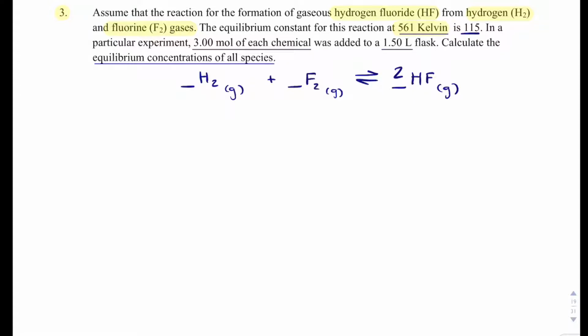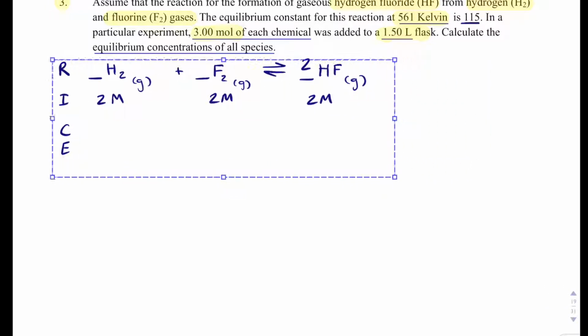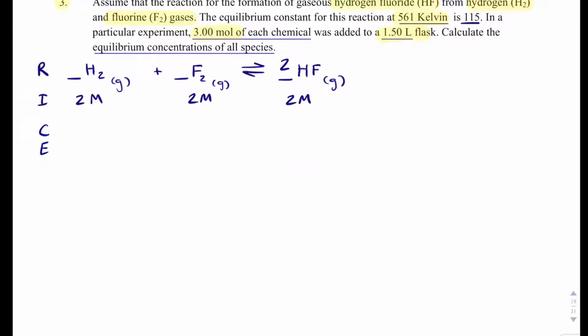So if you remember, I cannot plug in moles to a rice table. What I can plug in though is molarities. If I take 3 and I divide it by 1.5, I will get 2. So the molarities of everything is 2 to begin with. And I need to figure out for my change, which way does the reaction shift? And that is not always an easy thing.